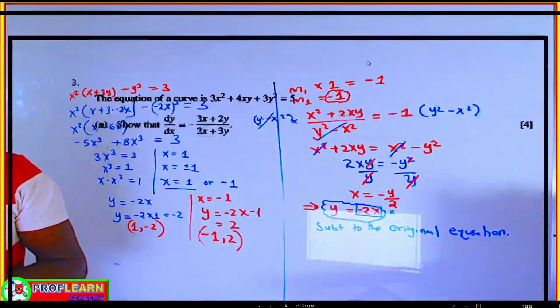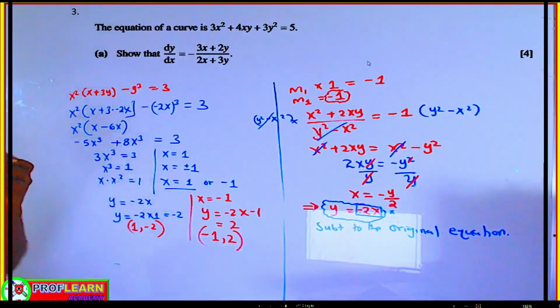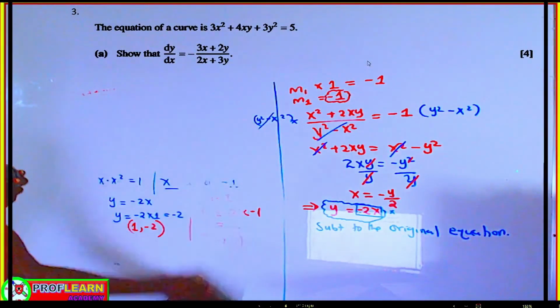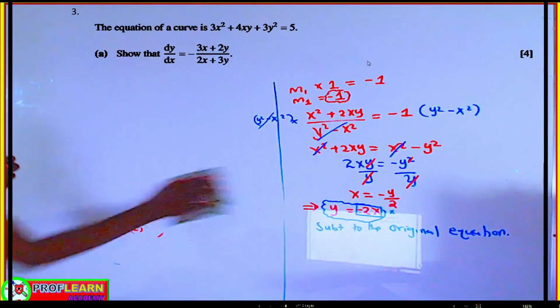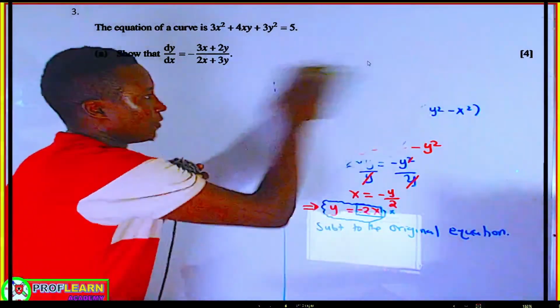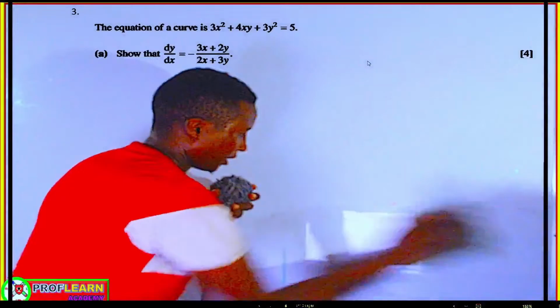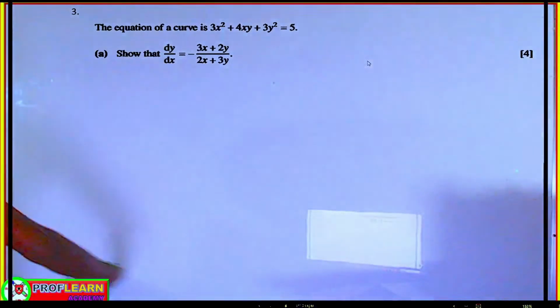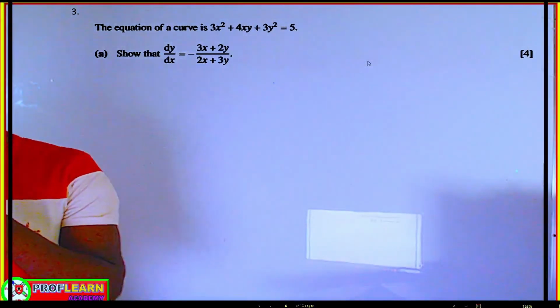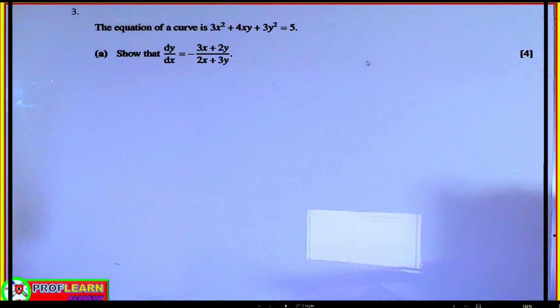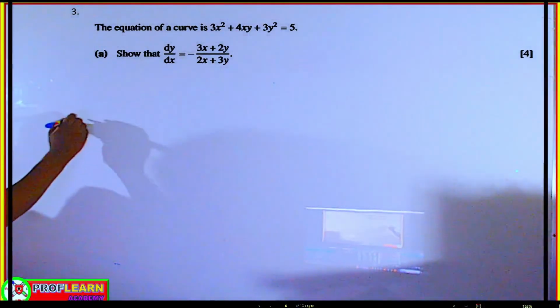Moving to the third question, let me just move this from the vicinity so that we can work out that question very fast, so that you see what you are supposed to do at that given point. Now you're given the equation of the curve, so let me just write it so that we can work it out quickly. So we are given the equation of the curve here.